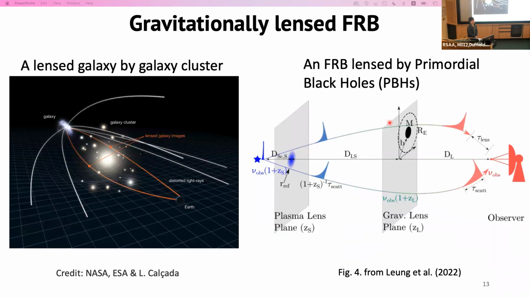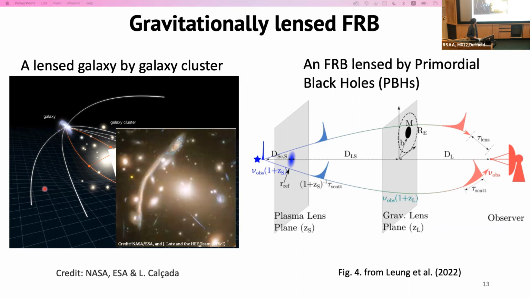So how do we constrain dark matter using fast radio bursts? To be more specific, we are looking for gravitationally lensed FRBs, and later I will just call them lens FRBs. I think most of you know what a lens galaxy looks like. In this image here, you can see the light from the galaxy is bent by the galaxy, maybe a galaxy cluster. For fast radio bursts, it's similar, but instead of a galaxy cluster, it's lensed by primordial black holes, which are a hypothetical dark matter candidate.